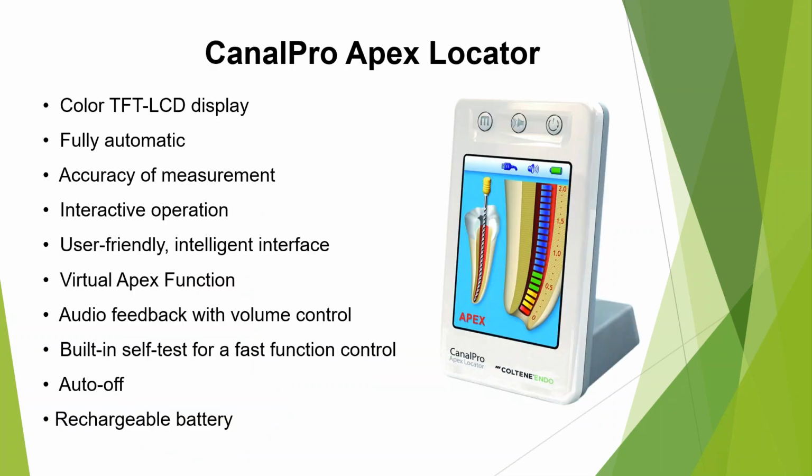Next, we have a couple of our Canal Pro Apex locator. As you can see, it's fully automatic. It's very accurate in the measurement. You see some of the other features as far as the virtual apex, audio feedback, rechargeable battery. It's portable, which pretty much they all are anyways. And it does have a 2-year warranty for the life of the unit.